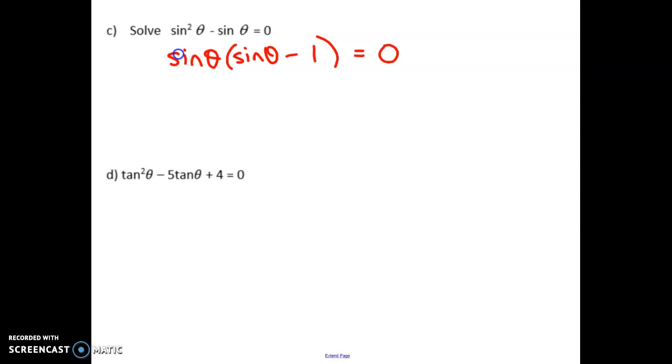Now I've got 2 possible options. So when it's a quadratic, remember that you set each factor equal to 0. So I'm going to set sine theta equal to 0, and I'm going to set sine theta minus 1 equal to 0.